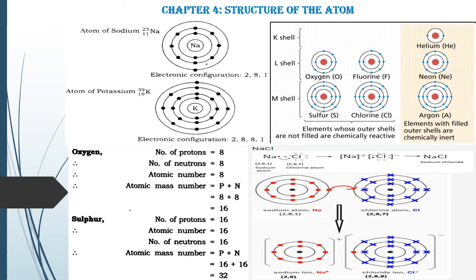Now, in continuation with the previous video, where I have explained the structure of atoms, I'm just explaining more, and even the formation of sodium chloride compound also. It's just a revision. So I told you, the atom of sodium is represented like this. The number on the top is the mass number or atomic mass, and this is your atomic number.